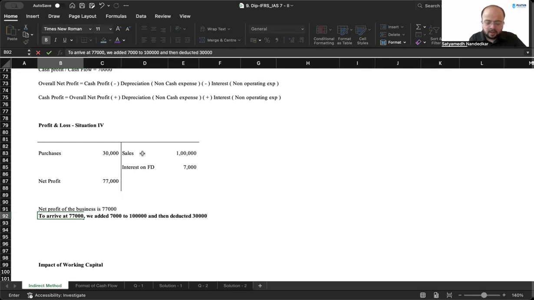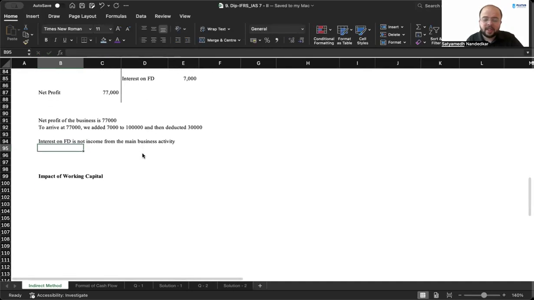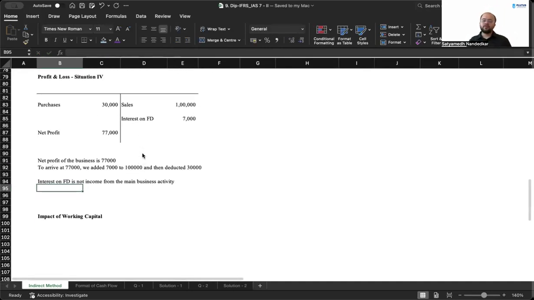deducted 30,000. Now see, 1 lakh and 30,000 are operating inflows, relating to the main business activity. But interest on FD is not income from the main business activity. This is not the cash inflow from operating activity. This is not an inflow from the main business activity. What is this? This is an inflow from the investing activity.